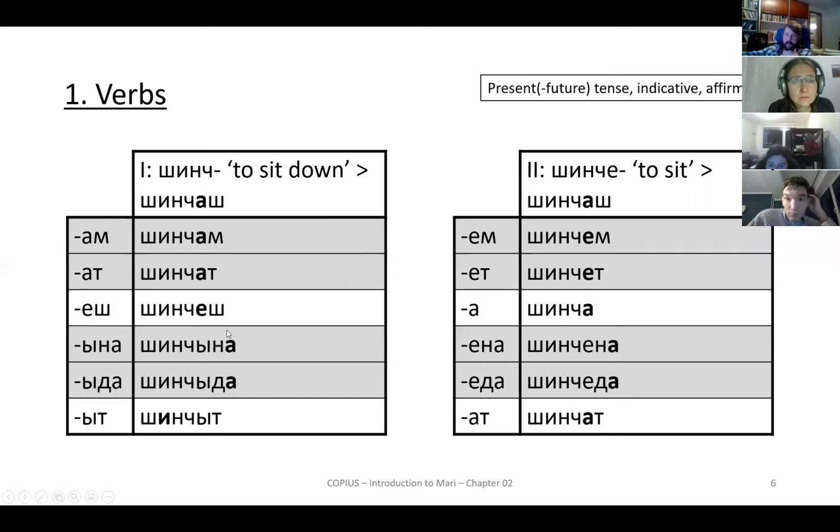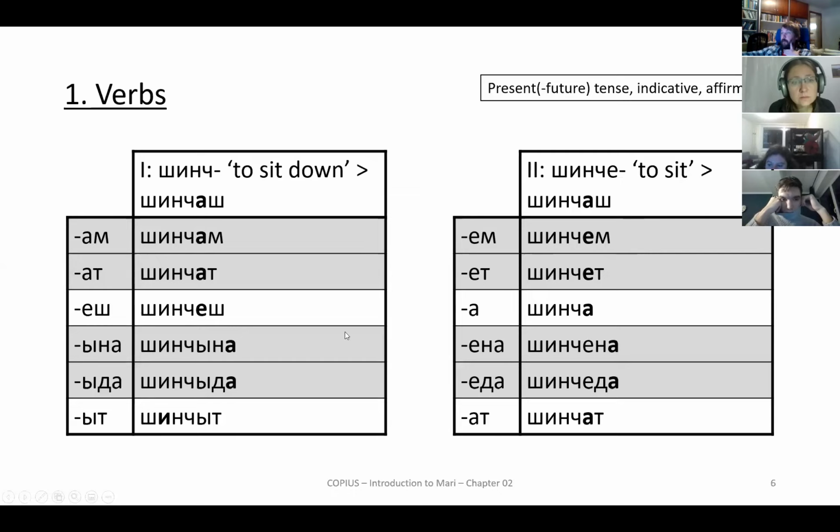The endings are different in all persons. So it's like with sitting down, shin cham, shin chat, shin chesh, shin chana, shin chada, shin chit. Careful here, the stress is on the first syllable because this ending does not receive stress. Whereas if I have shincha, to sit, I have shinchem, shinchet, shincha, shinchena, shincheda, shinchat.